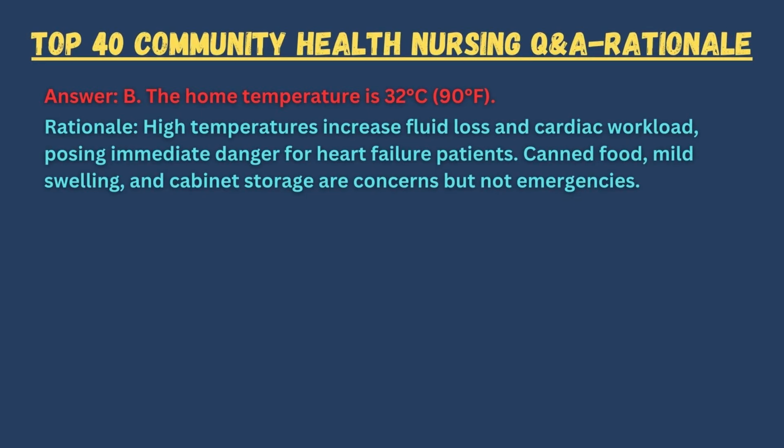Answer. B. The home temperature is 32 degrees Celsius, 90 degrees Fahrenheit. Rationale. High temperatures increase fluid loss and cardiac workload, posing immediate danger for heart failure patients. Canned food, mild swelling, and cabinet storage are concerns, but not emergencies.